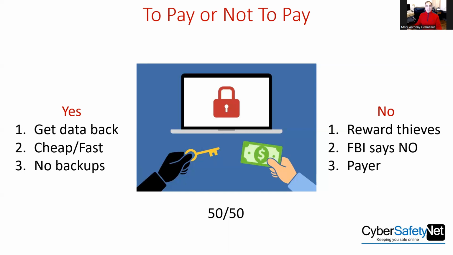At the bottom of this slide, I have 50-50, and that indicates that if you do pay a ransom, you have a 50-50 chance of getting the encryption key. Remember, you're dealing with people who are not the most honorable. You're giving them money and you're expecting something in return. They may give you something that works, in this case, the encryption key. They may not. There's a 50-50 chance.